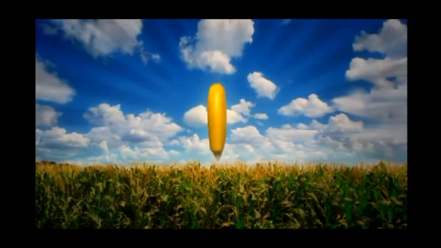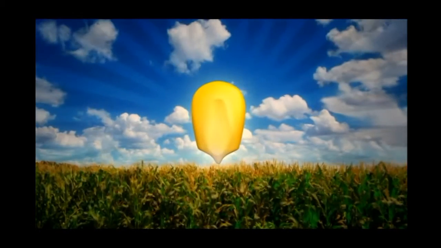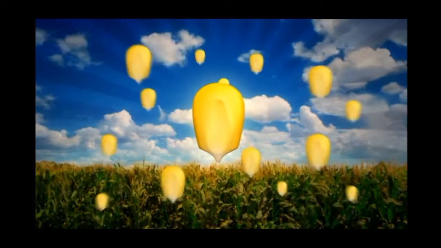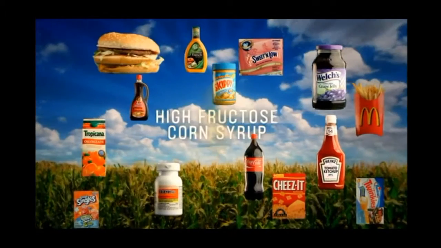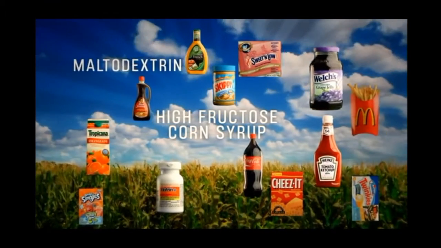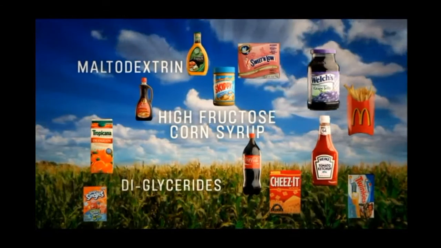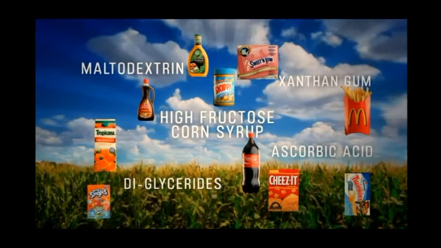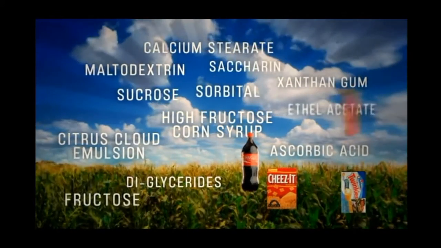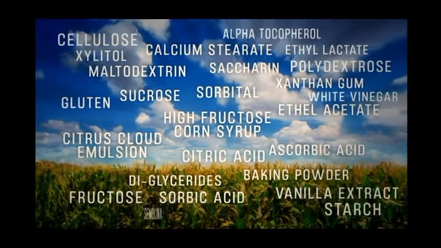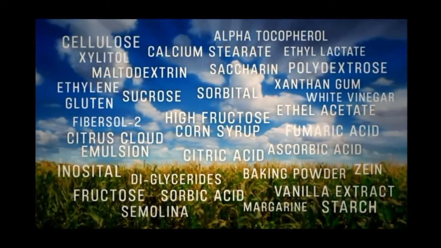Corn is the great raw material. You get that big, fat kernel of starch, and you can break that down and reassemble it, and you can make high fructose corn syrup, and you can make maltodextrin and diglycerides and xanthan gum and ascorbic acid, all those obscure ingredients on the processed food. It's remarkable how many of them can be made from corn.